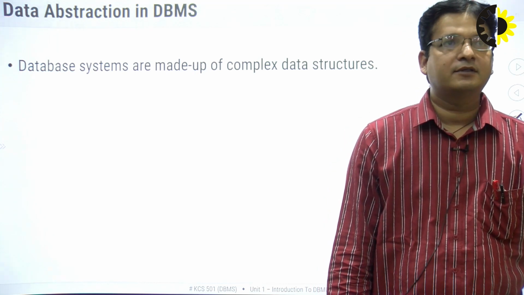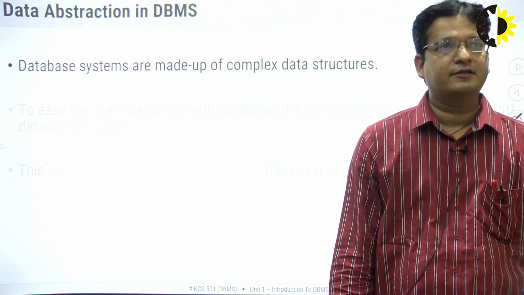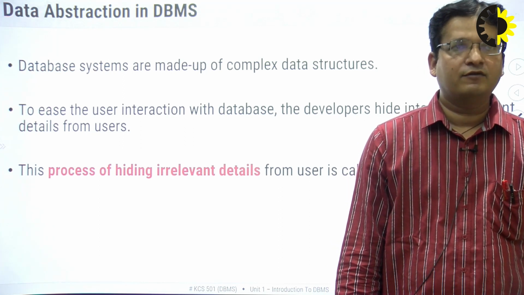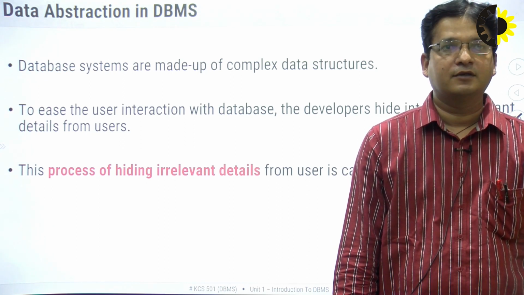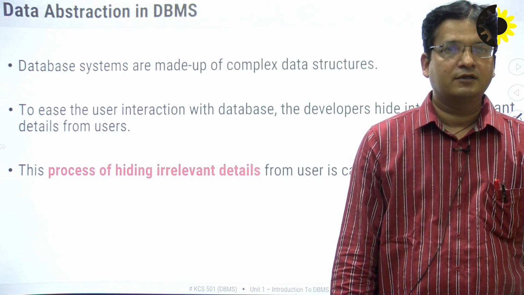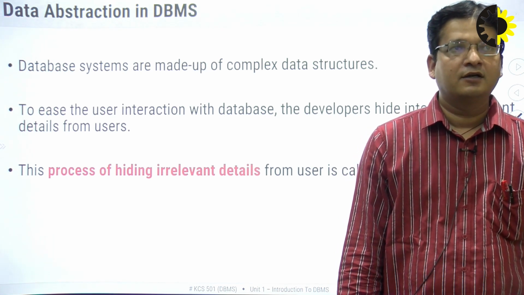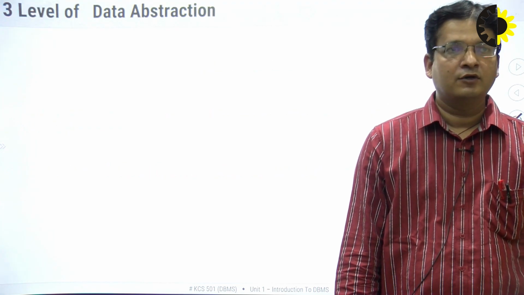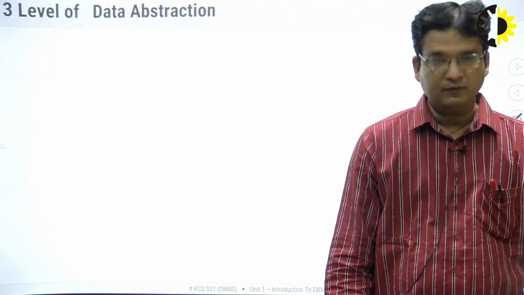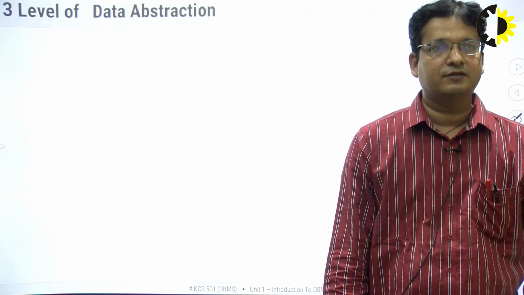DBMS are made of complex data structures. As such, it is very difficult for a user to deal with a DBMS. So, the details are hidden from the user, and this process is known as data abstraction. The very purpose of data abstraction is to hide the detail from the users.